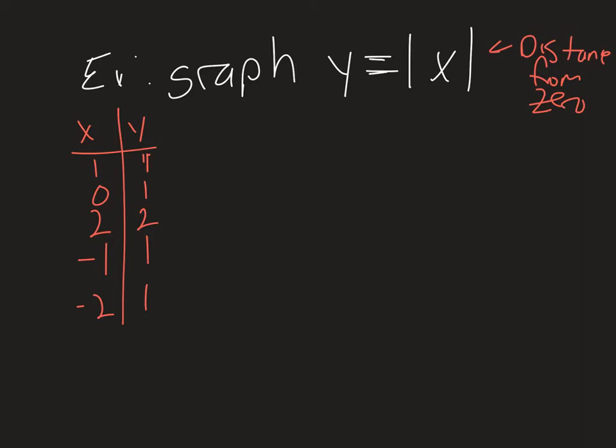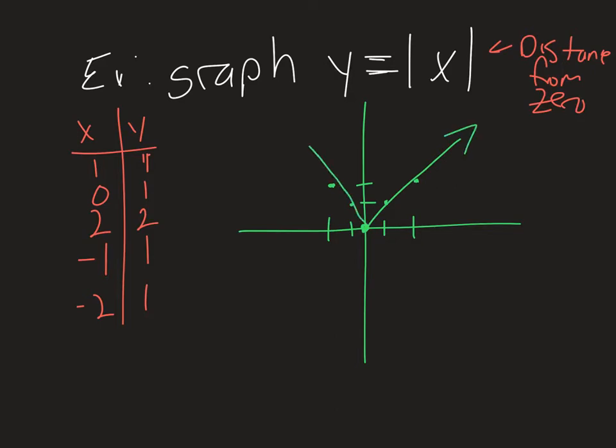So if we look at what this looks like on a graph, well, we go through the origin, 0, 0. We also go through 1, 1. We also go through negative 1, 1. And likewise, 2, 2, and negative 2, 2. And what happens is it actually forms this very sharp V shape.